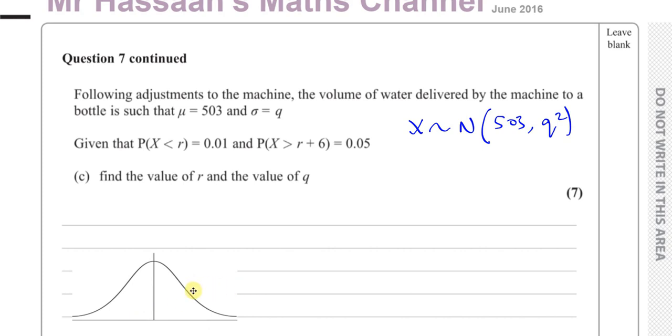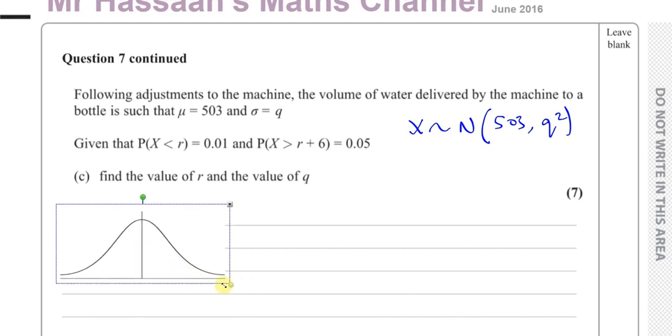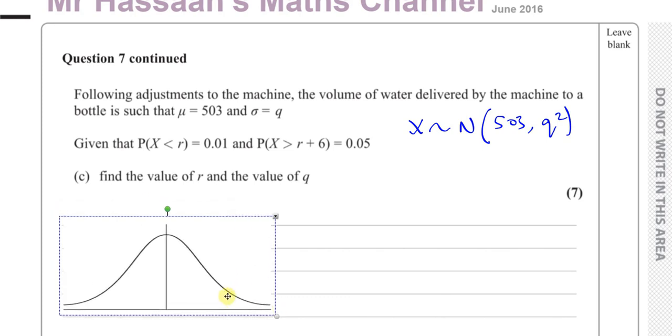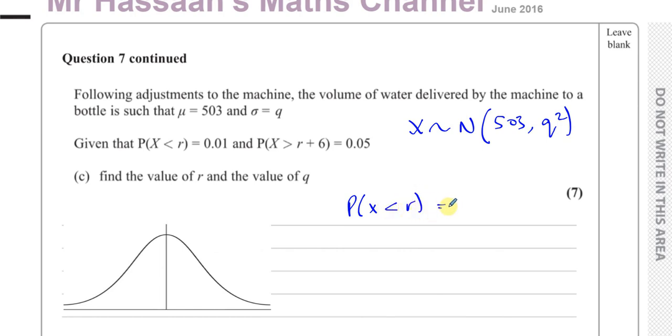All right, so I've got this ready for us. Okay, so we know that the probability that x is less than r is equal to 0.01. All right, so we've got to find the value of r and q. So let's have a look at this first.